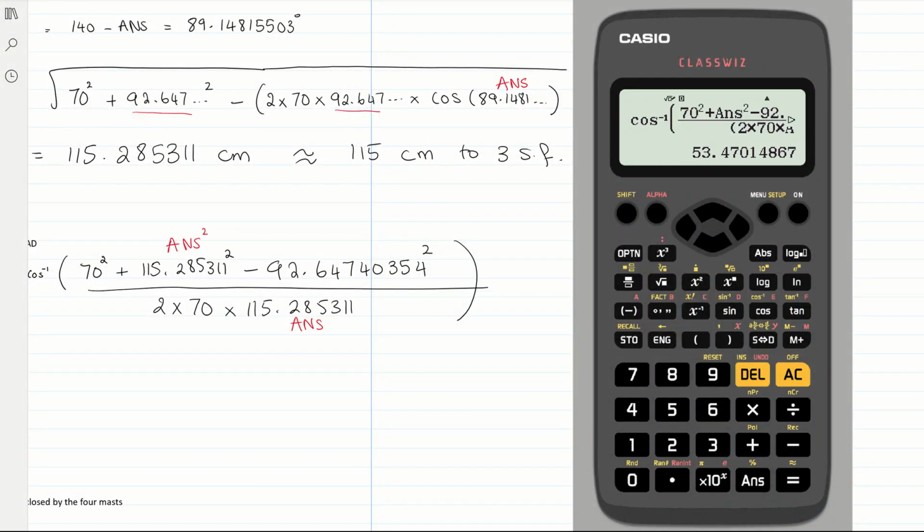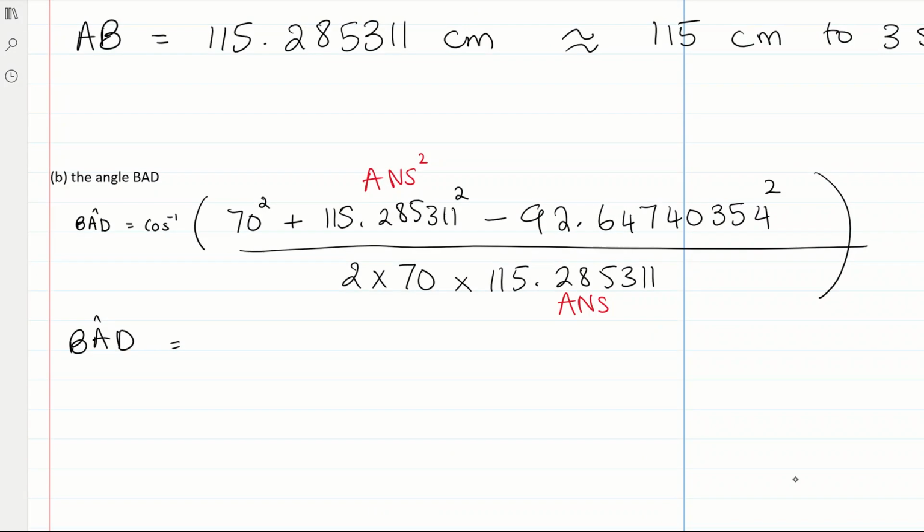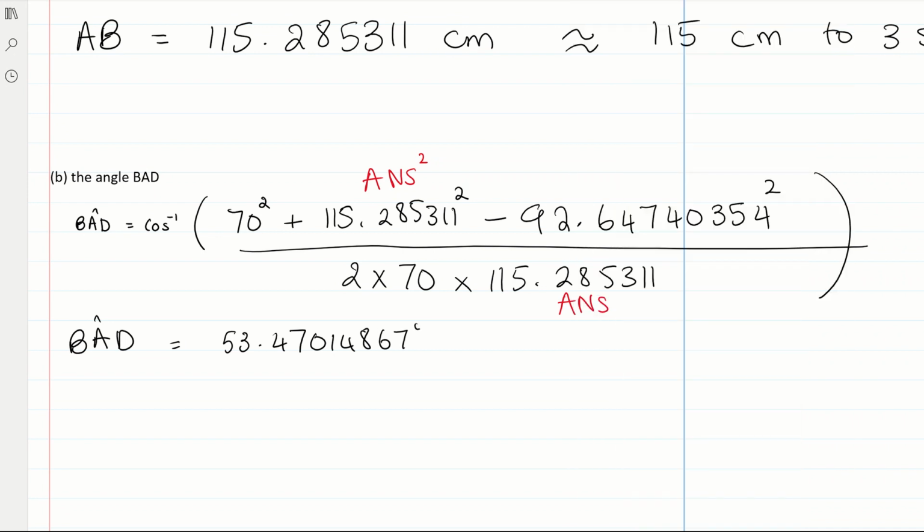Again, I'm going to write the full answer, 53.47, so BAD is 53.4701486 7 degrees. To 3 significant figures, if I put my line here, the 7 rounds the 4 up, 53.5 degrees. So that's angle BAD.